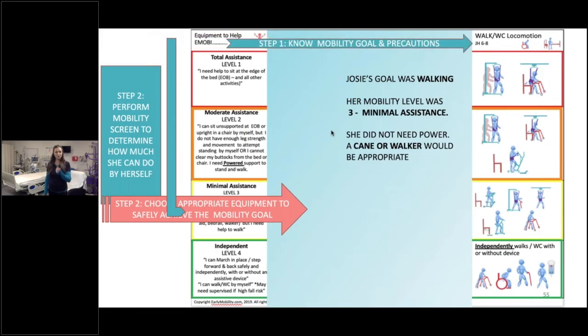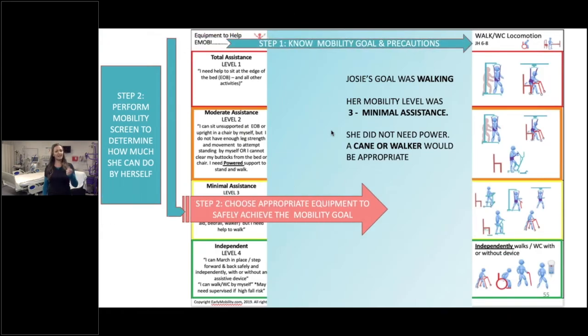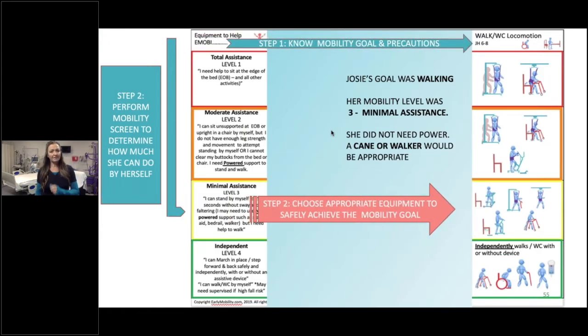Using the algorithm, her goal was walking. She was a level 3. These are the devices that you could use. You could have put Josie in an ambulation harness. That was not one of your choices on the last slide. You could have used an ambulation device with a removable foot plate for her to walk. Those would have been appropriate options as well.